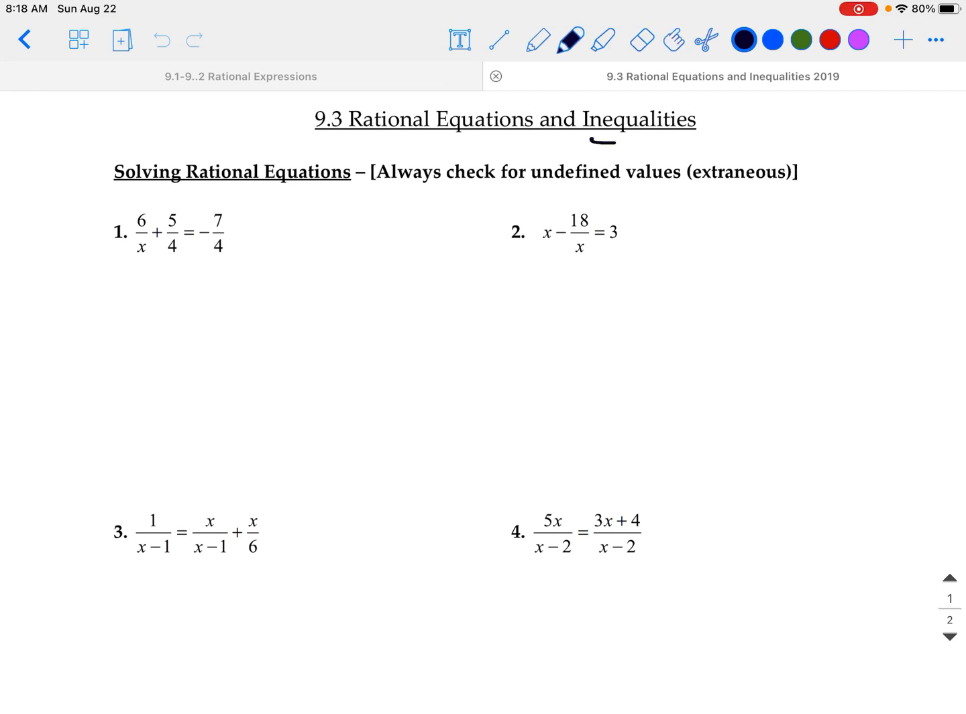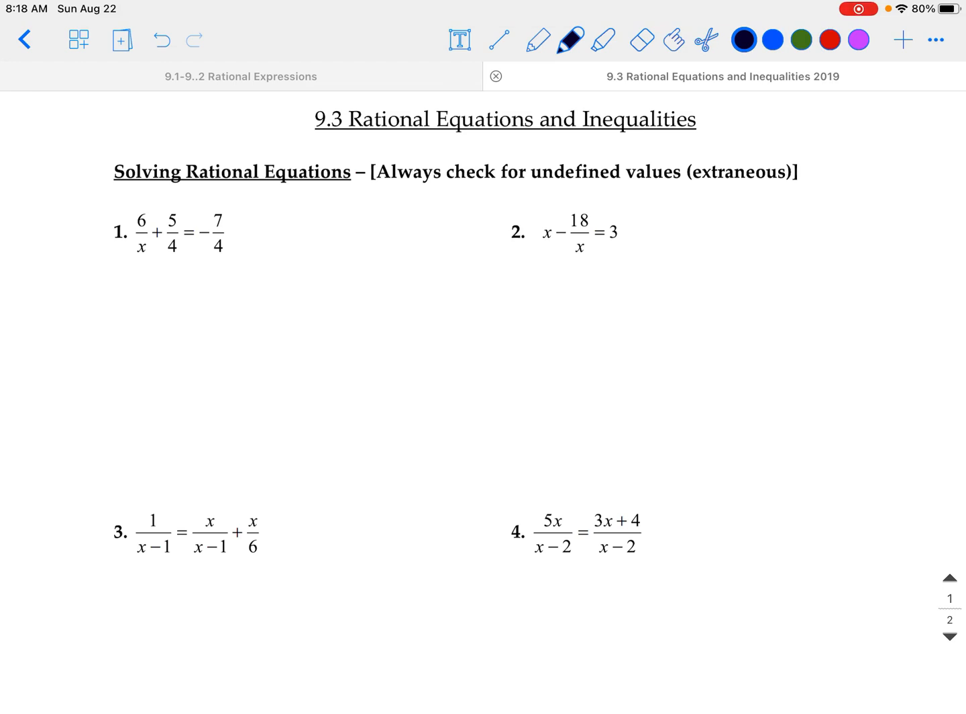And note with inequalities, our solutions are going to be a set of numbers. So things like x is greater than 5, or 2 is less than x is less than 5. So our solution for inequalities is going to be an entire set of numbers, as opposed to an equation, which is going to be just a single solution or a finite number of solutions. So again, we'll start with solving equations.